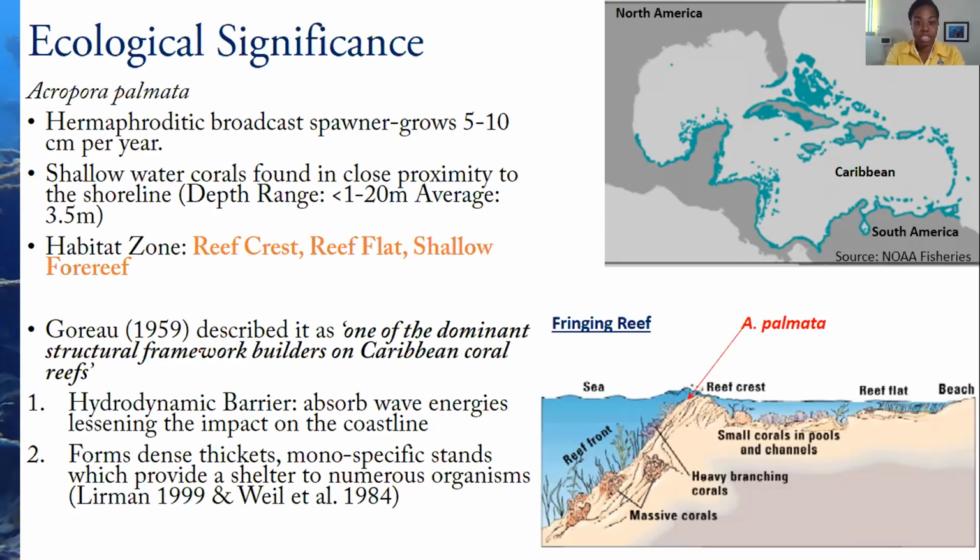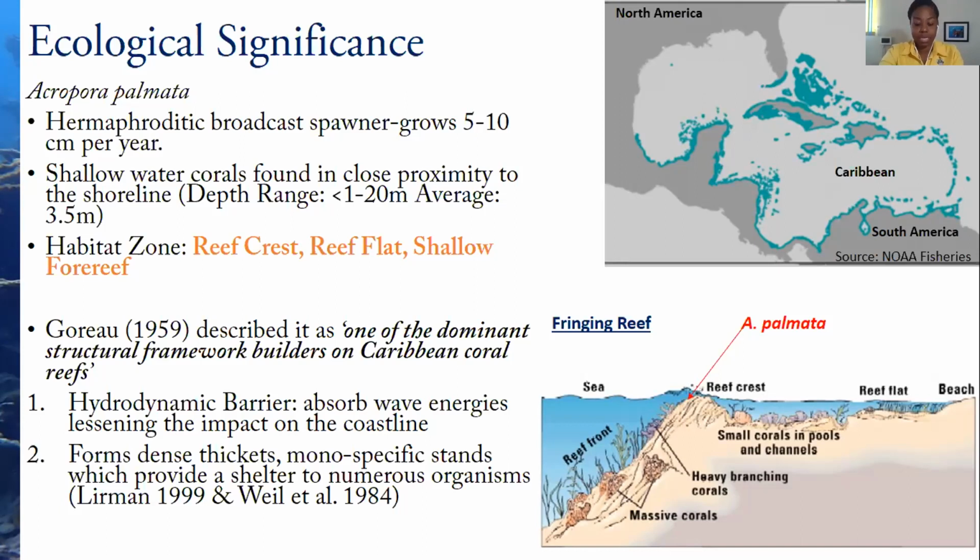And two of the main functions is a hydrodynamic barrier. They basically absorb the wave energies that are coming towards the coast, lessening the impact from the storm surges during periods of the hurricane season or bad weather. And another important function is that they form dense thickets of monospecific stands, which provide shelters to a numerous amount of marine organisms.